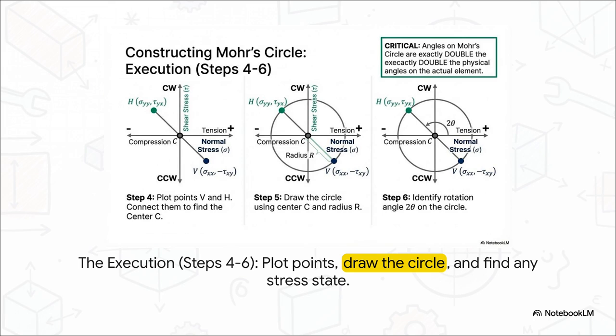Okay, time to execute the final steps. We plot our 2 points, V and H, on the graph. Then we draw a straight line connecting them. Right where that line crosses the horizontal axis, that's the center of our circle. Now you just grab your compass and draw the circle. And here is the single most important rule you have to remember. A rotation of theta in the real world on our actual material corresponds to a rotation of 2 theta on Mohr's circle. Always double the angle.